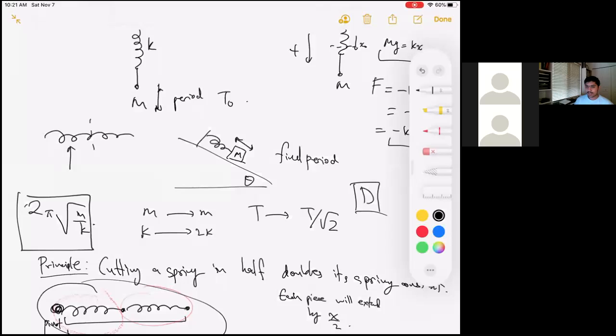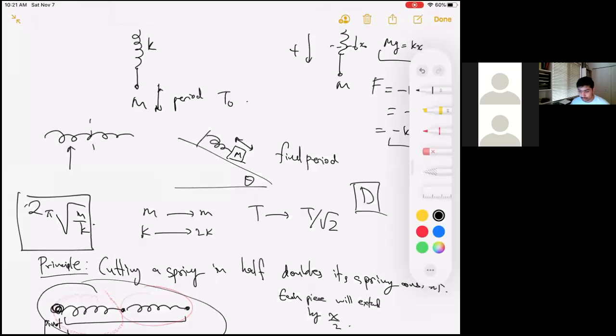Okay, I'll answer that question as well. Assuming there's no interaction from gravity, the idea is that m is staying the same as the problem suggests, and k is being doubled because we cut the spring in half. Then you can see in this expression, 2 pi root m over k, if you keep m constant and double k, T will go to T over root 2. Okay, I hope that answers that question.